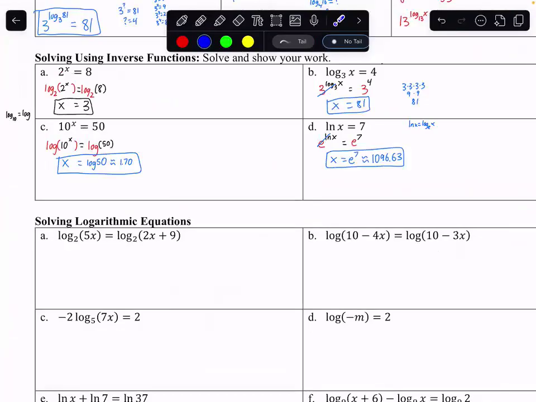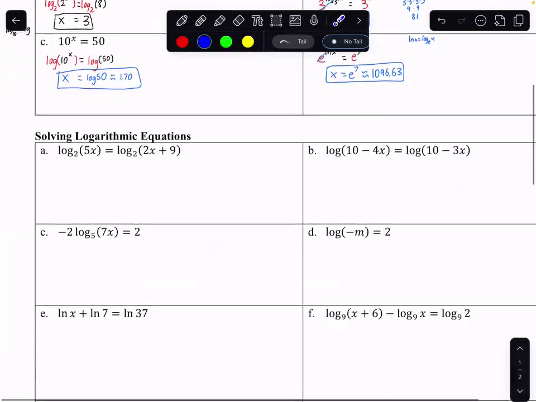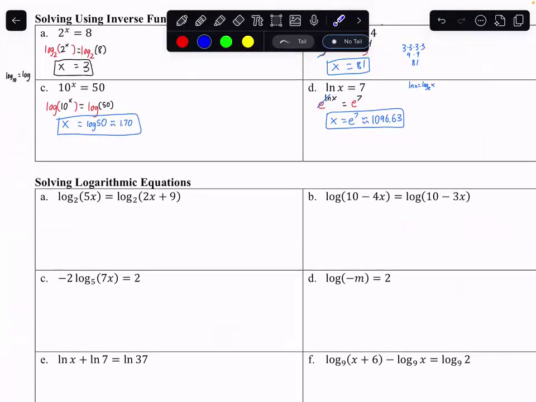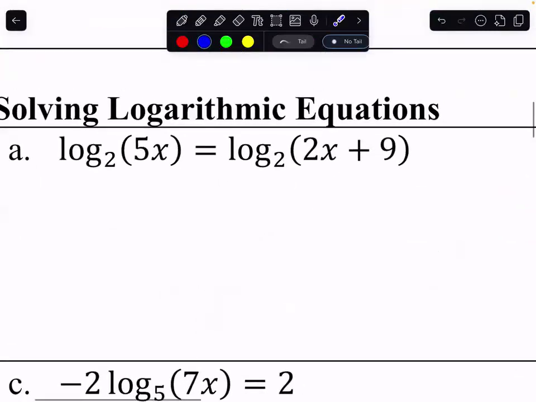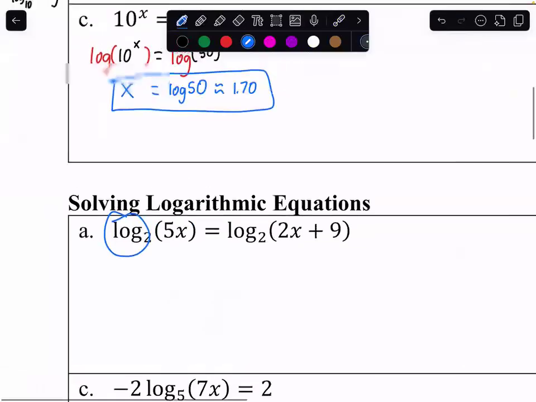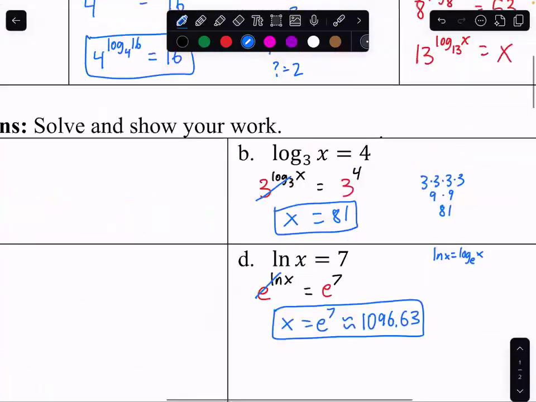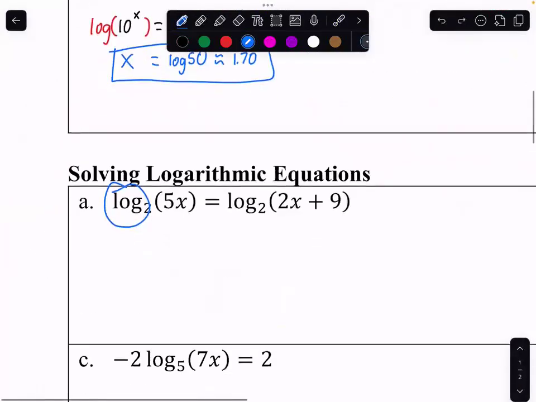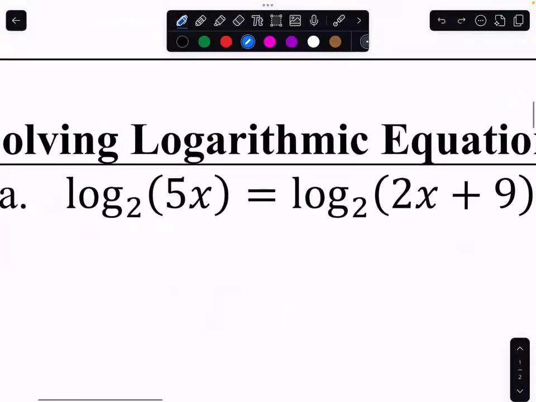Okay, so there's a couple other special situations that I want to go over before I give you time to practice. So looking at part A below, log base 2 of 5x equals log base 2 of quantity 2x plus 9. So as we saw above, to cancel out log base 2, you would do, well, in this case, 2 to the power of the log. Okay, so let's do 2 to the power of both sides.